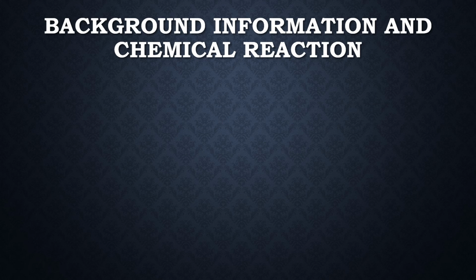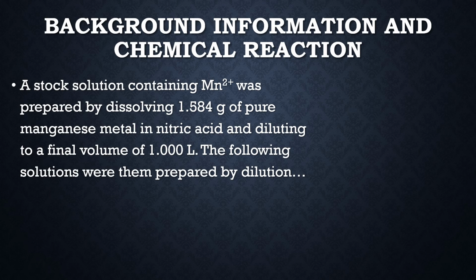Alright, the background information and the chemical reaction, we're going to do that all on one slide here. So a stock solution containing Mn2+, so that's manganese with a 2+ charge. That means normal neutral manganese has lost 2 electrons. And when it loses 2 electrons, it develops this +2 charge, but it also makes it able to dissolve into a solution. Normal solid manganese, like pretty much all other metals, doesn't dissolve because it doesn't have a charge, and so it can't be surrounded by water in order to be dissolved.